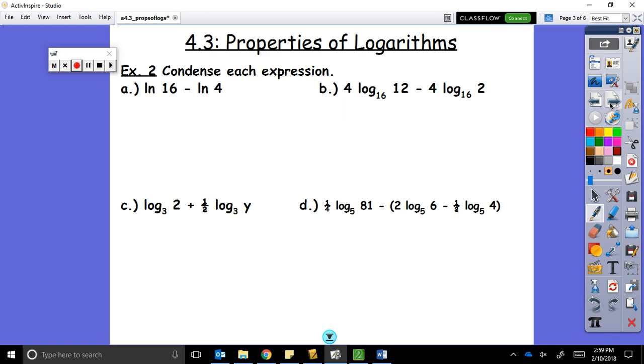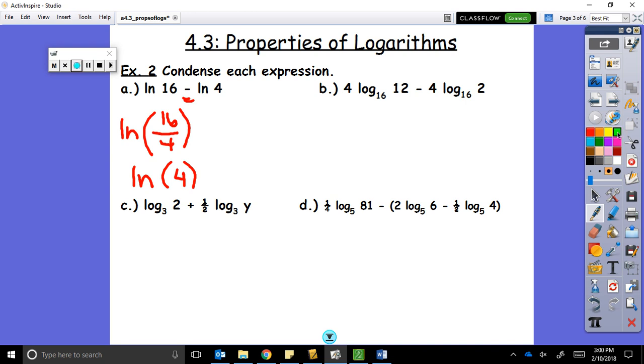Now let's try going the opposite. We're going the opposite direction from what we did have. So let's try A and B, and then I'm going to let you try C by yourself. So let's look at A. Remember that all minuses turn into division. So I really have natural log of 16 divided by 4. And then if we can simplify, we want to. What is 16 divided by 4? That is the natural log of 4. And you don't have to have the parentheses like what I have.